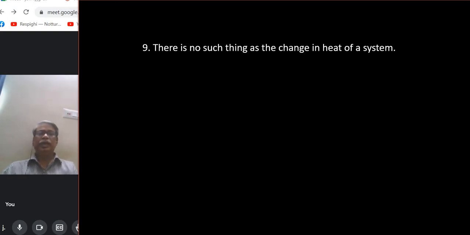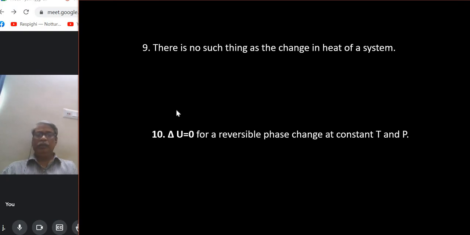There is no such thing as the change in heat of a system. Say change in pressure, change in temperature, change in internal energy, enthalpy, etc. So change in heat of a system: there is no such thing. That is the demand of the question. Delta U equals 0 for a reversible phase change at constant temperature and pressure.